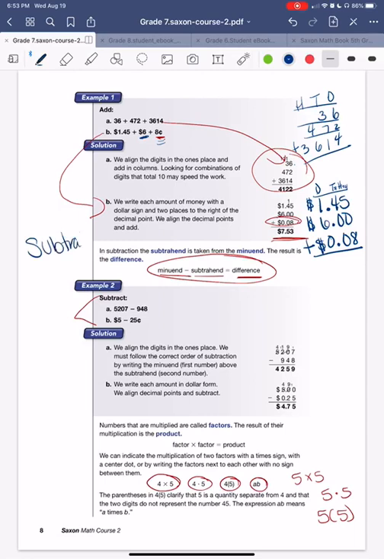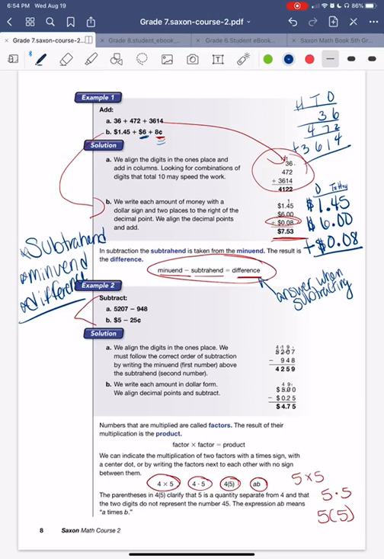Alrighty. So next big vocabulary words that we need to know. One is subtrahend, and the next one is minuend, as well as difference. All right. So make sure that you have these words noted. These are vocabulary words. So in subtraction, the subtrahend is taken from the minuend. The result is the difference. So remember, your difference is your answer when subtracting. Okay.